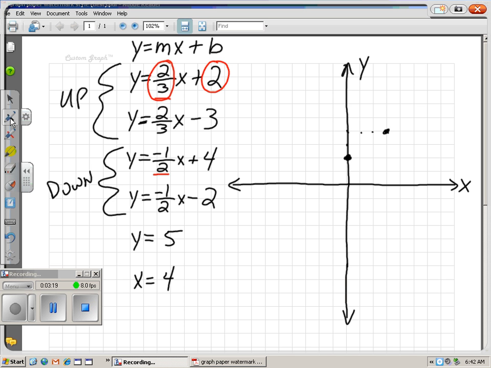Now I'm going to plot a couple more points just to get a bit better picture. So 1, 2 steps up and 3 steps over. There's another point. Now I'm running off my graph. Let me show you a little trick here.